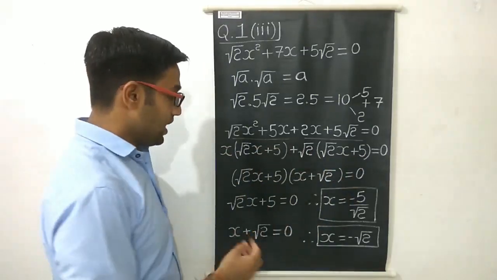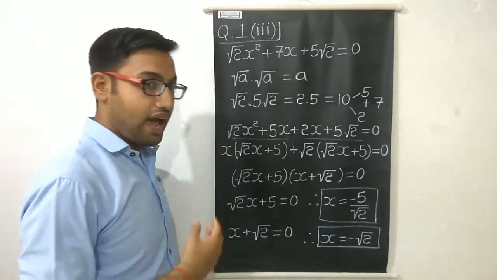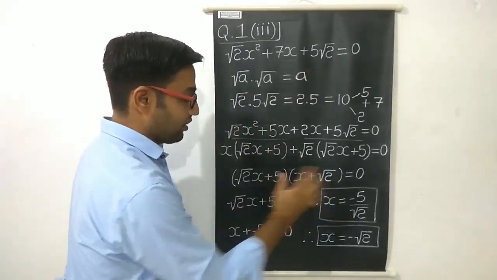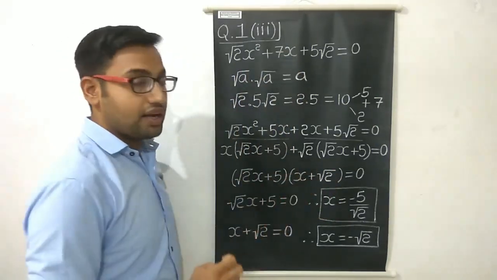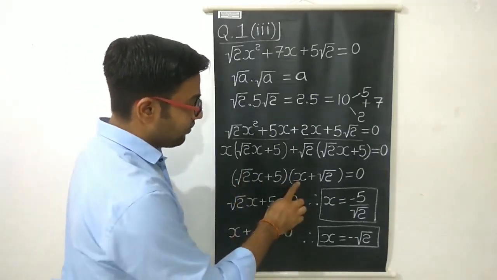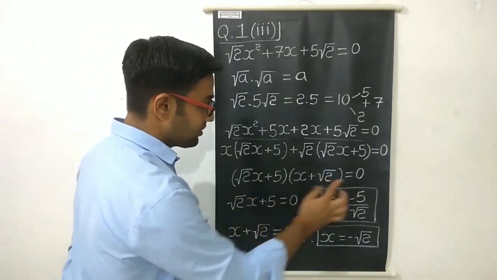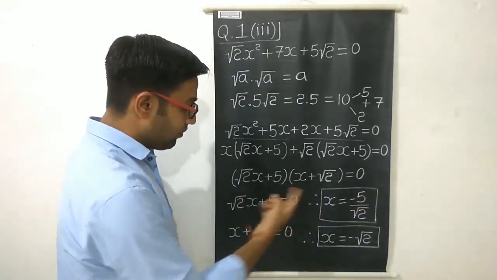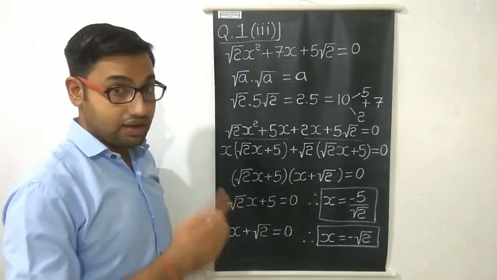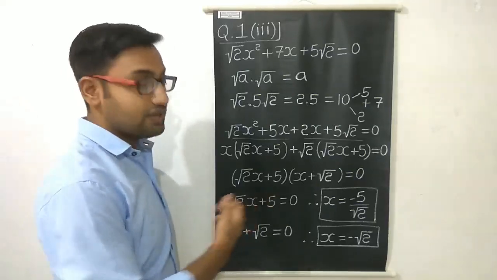So as before we have said, this quadratic equation is now converted into two factors. Both the factors are in linear expression form. One is root 2x plus 5, the second one is x plus root 2. Multiplication of both factors is 0. Out of which one is 0? We don't know. But out of 2, one must be 0 or maybe both are 0.